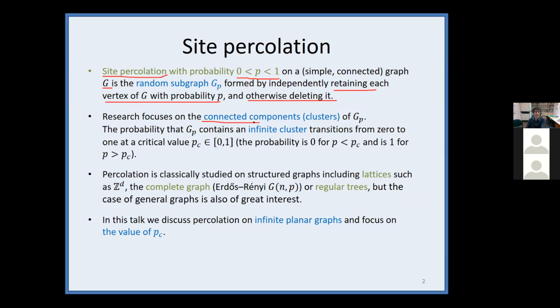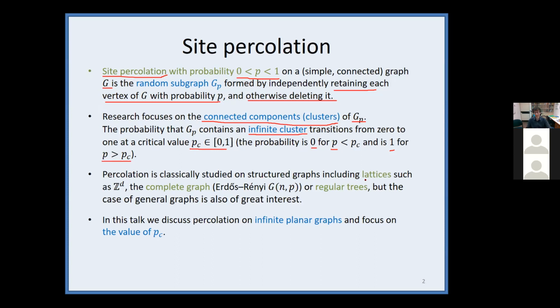Usually one looks then at the connected components of the random graph G_P, and this is what we'll do as well. And then the focus is many times, if the graph G is infinite, on the event that there is an infinite connected component, we call these infinite clusters. And there is a critical probability P_C such that the probability to see an infinite connected component is 0 if the site percolation has parameter less than P_C, and is 1 if it has parameter greater than P_C.